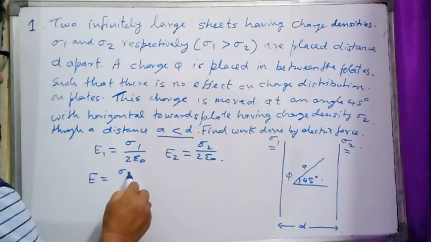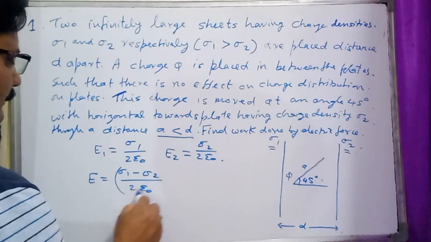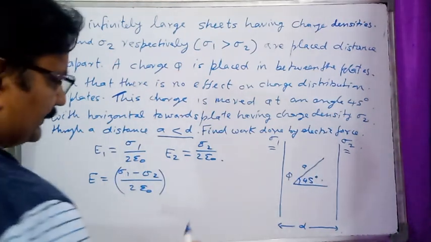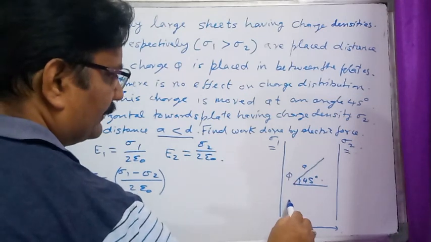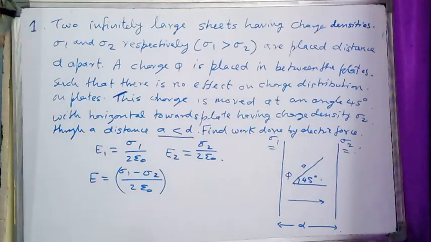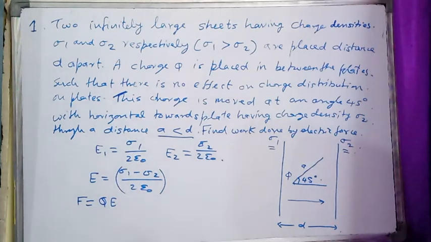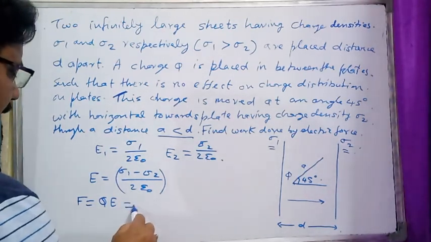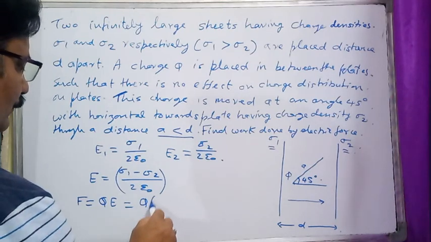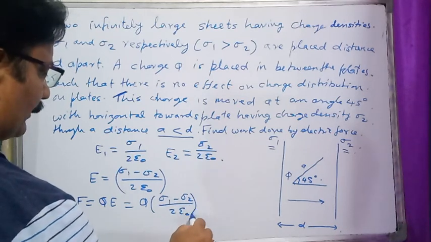That can be obtained as sigma 1 minus sigma 2 divided by 2 epsilon naught. This is the value of electric field, and direction of this electric field is certainly from plate with charge density sigma 1 towards plate with charge density sigma 2. Now what is the force acting on the charge? So force can be calculated. F is equal to Q multiplied by E, charge multiplied by value of the net electric field, or this is equal to Q into sigma 1 minus sigma 2 divided by 2 epsilon naught.